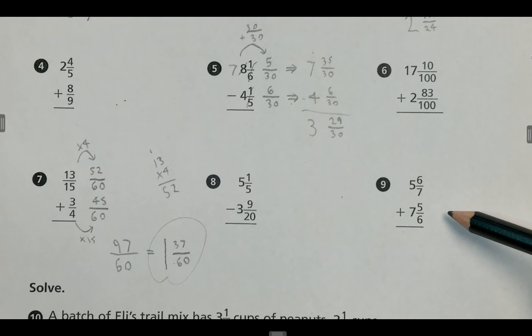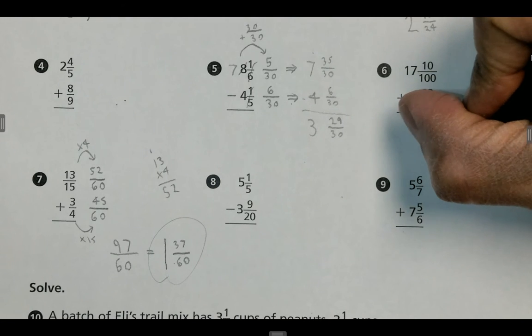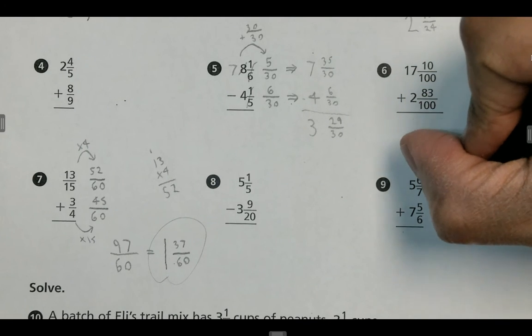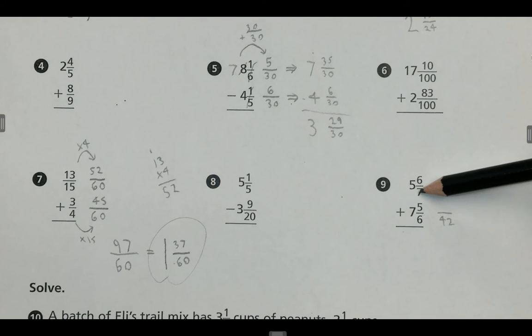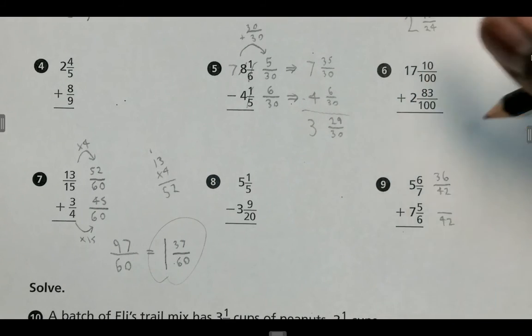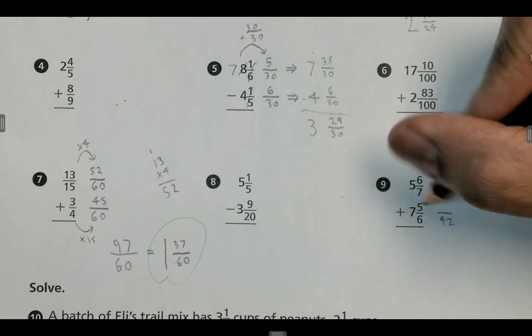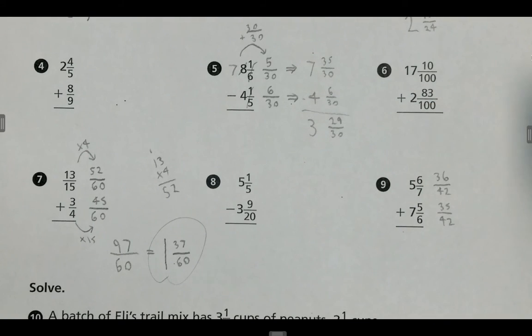Number 9. 5 and 6 sevenths plus 7 and 5 sixths. Our two denominators, 7 versus 6. 7's out. Go through your multiples of 7 until you find one that'll work for 6. And the one I landed on is 42. What we do to the bottom, we do to the top. Over here, 7 times 6 is 42. 6 times 6 is 36. Down here, 6 times 7 is 42. 5 times 7 is 35.